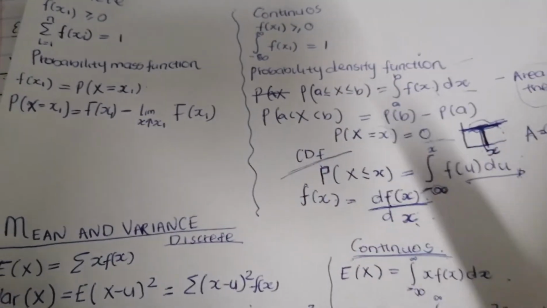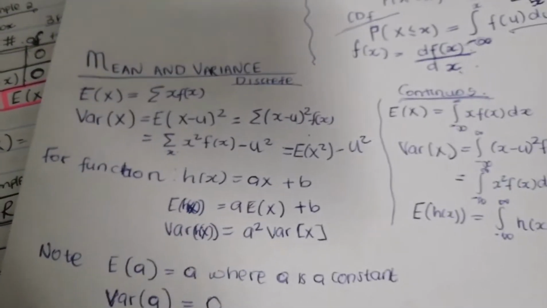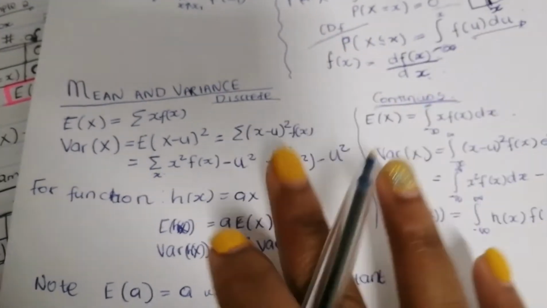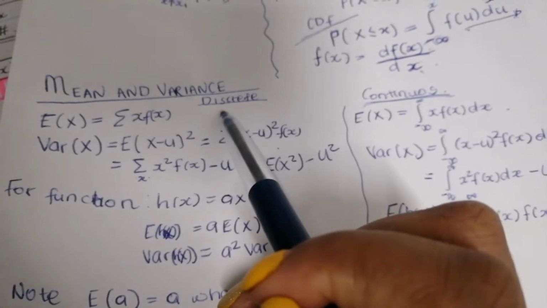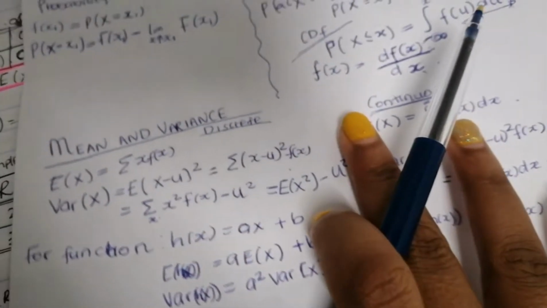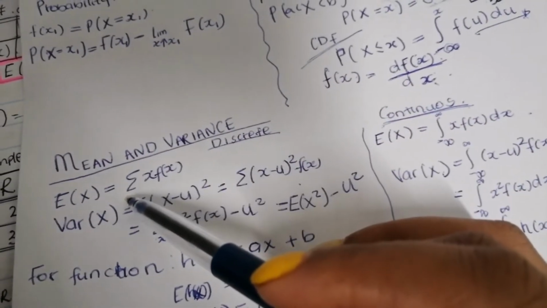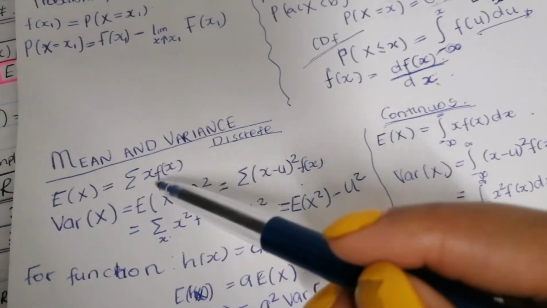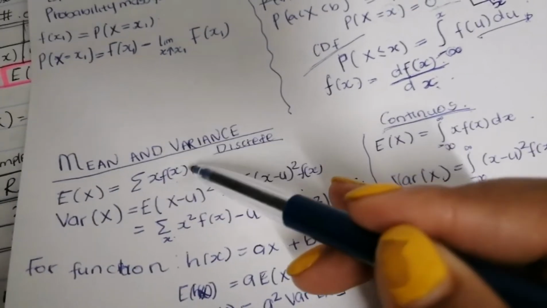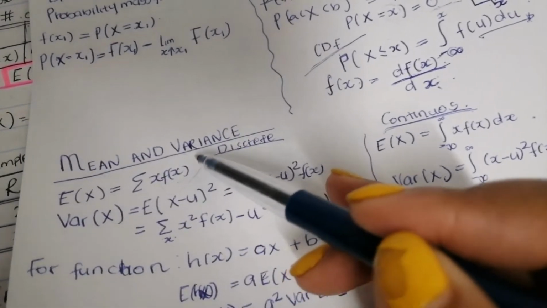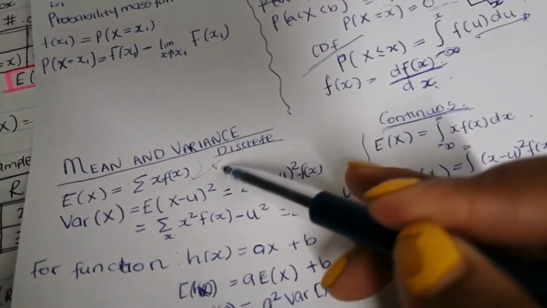Talking about the mean and the variance, so getting the expected value, which is the mean, for a discrete random variable, you are going to sum x times f of x, where f of x is your probabilities.